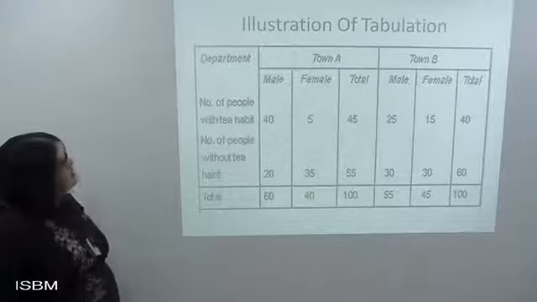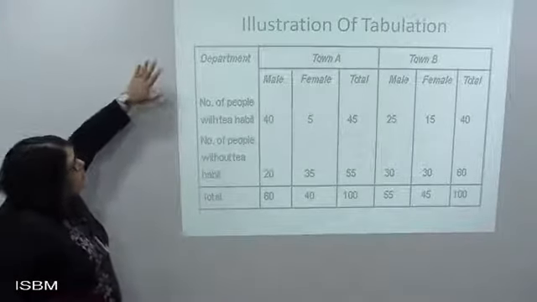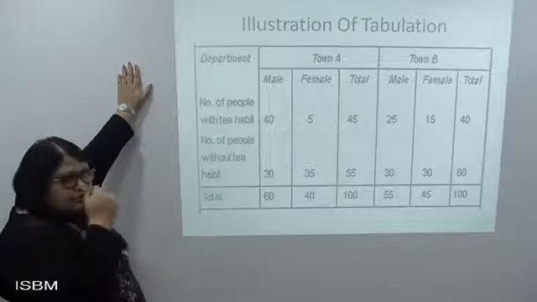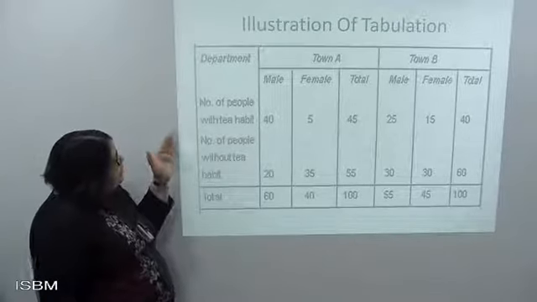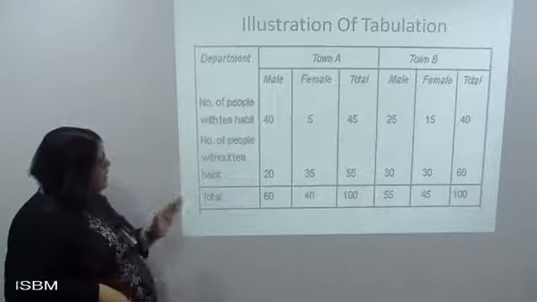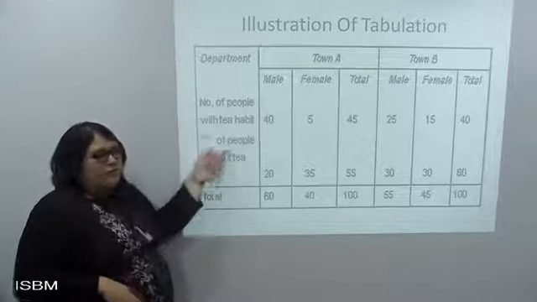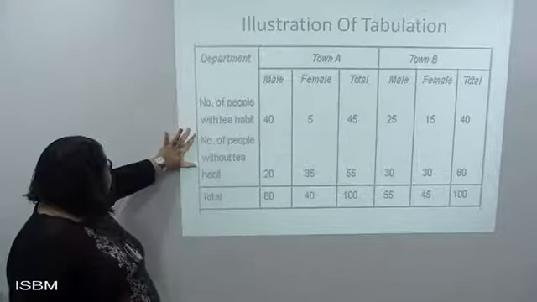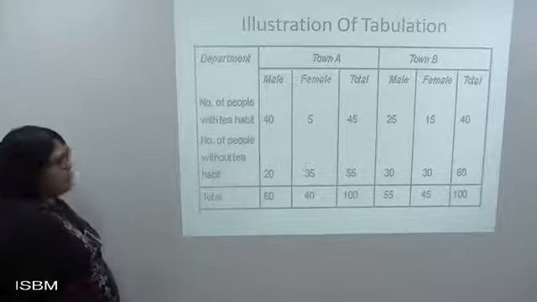Now this is the illustration of a table. So my headings and my columns are done. So department, number of people with the habit of drinking tea, number of people without tea habits. So these are the two categories under which I am classifying my subject of study.